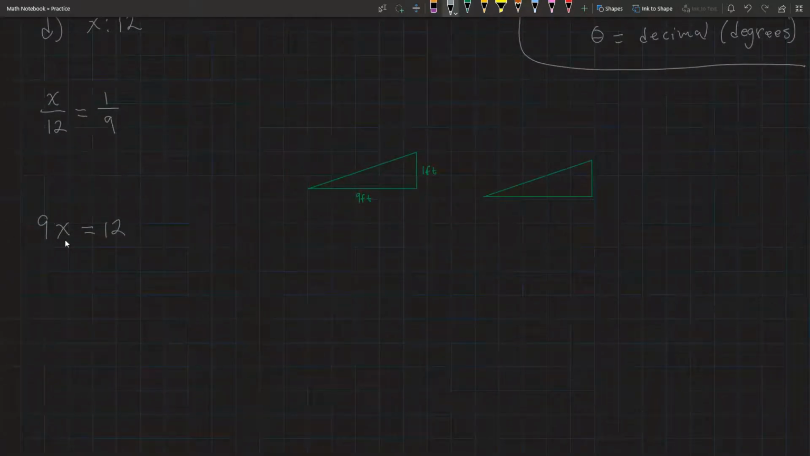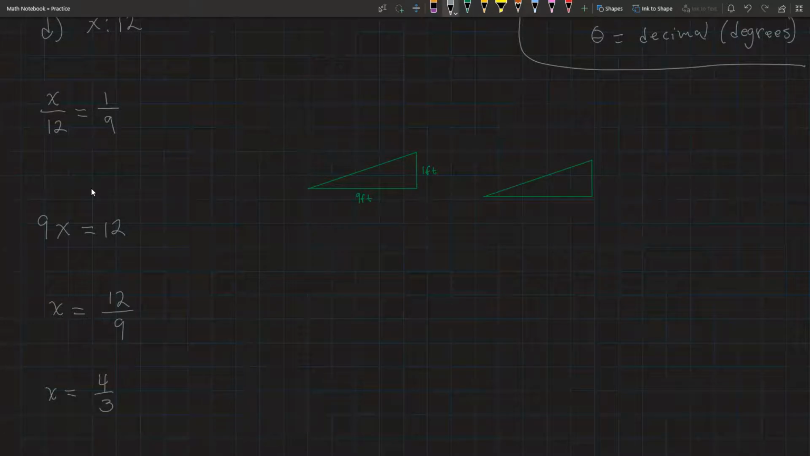The way I think about it is 9 times something. How do we undo multiplying by that 9? Let's divide both sides by 9, and we get on the left side just an x. On the right side, we get 12 over 9. And that simplifies to 4 over 3. And that's our value of x.